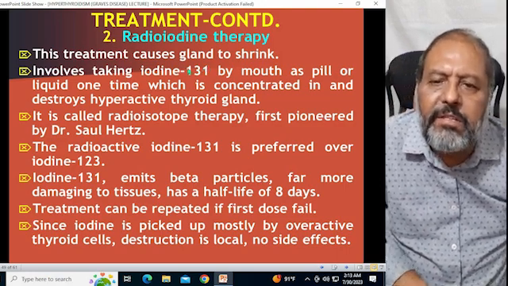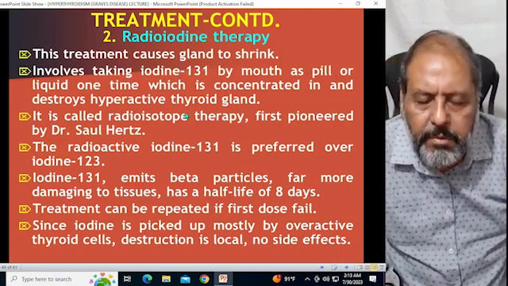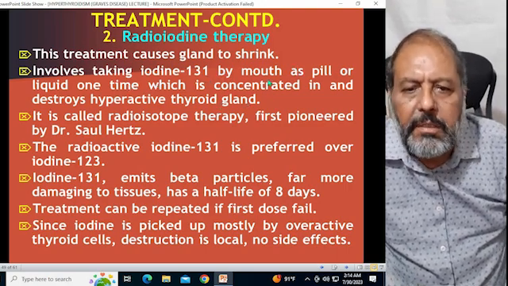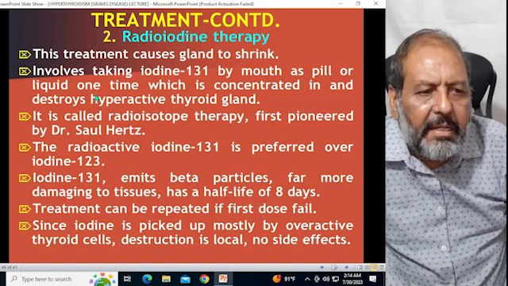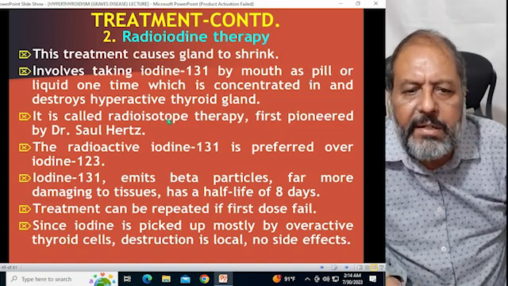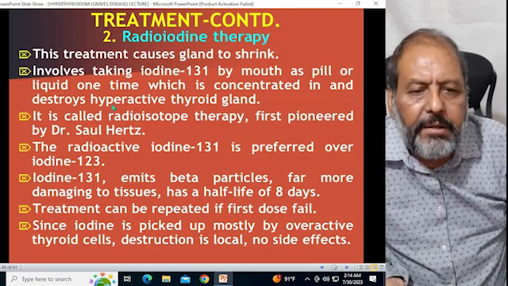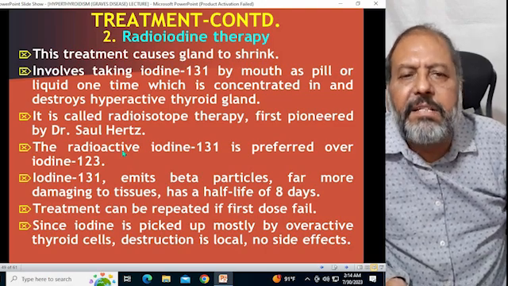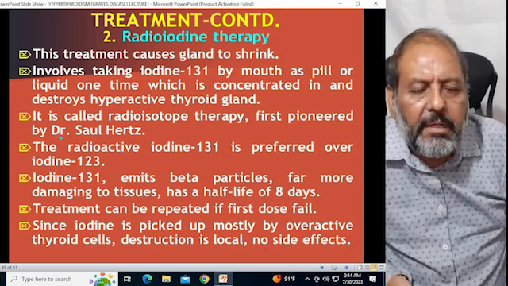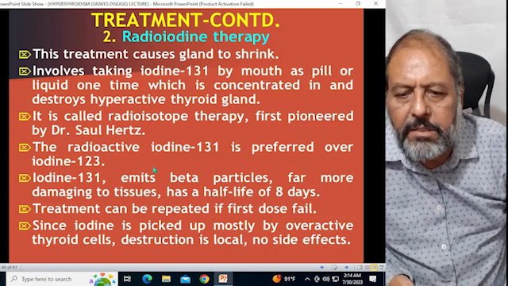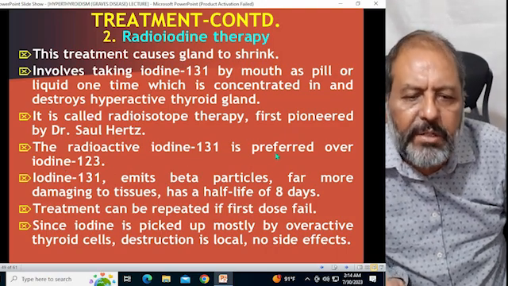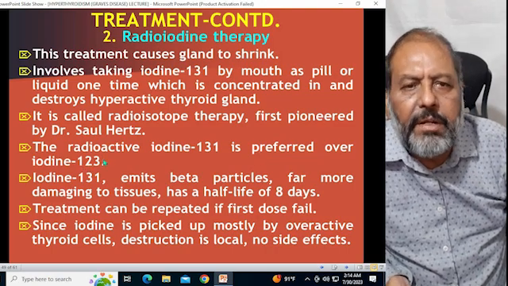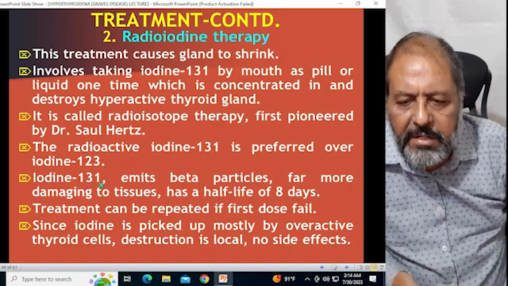And radioiodine therapy, number 2, in treatment. This treatment causes the gland to shrink. It involves taking iodine 131 by mouth as a pill or liquid one time, which is concentrated in the thyroid gland and destroys the hyperactive thyroid gland. It is called radioisotope therapy. It was first pioneered by Dr. Saul Hertz. Radioactive iodine 131 is preferred as treatment over radioiodine 123, which is preferred in scanning.